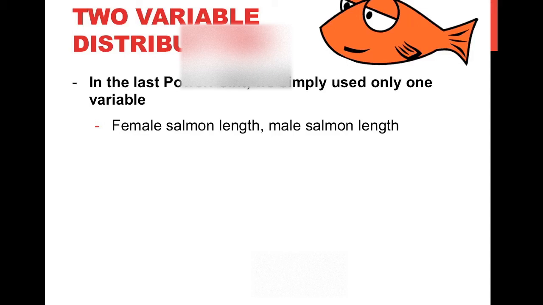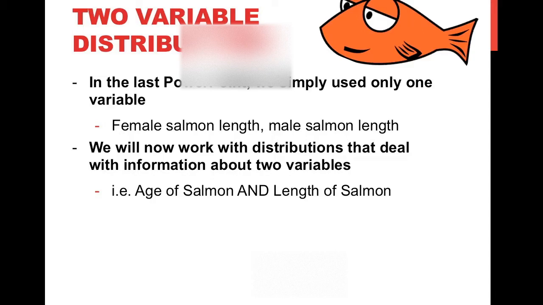In our last PowerPoint, we just used one variable, and it was salmon length. We saw female salmon length and we saw male salmon length, but in the end it was just one variable, the length of salmon. In this PowerPoint, we will now work with distributions that deal with information about two variables. So we could talk about the length of salmon and the age of a salmon. Those are two variables.